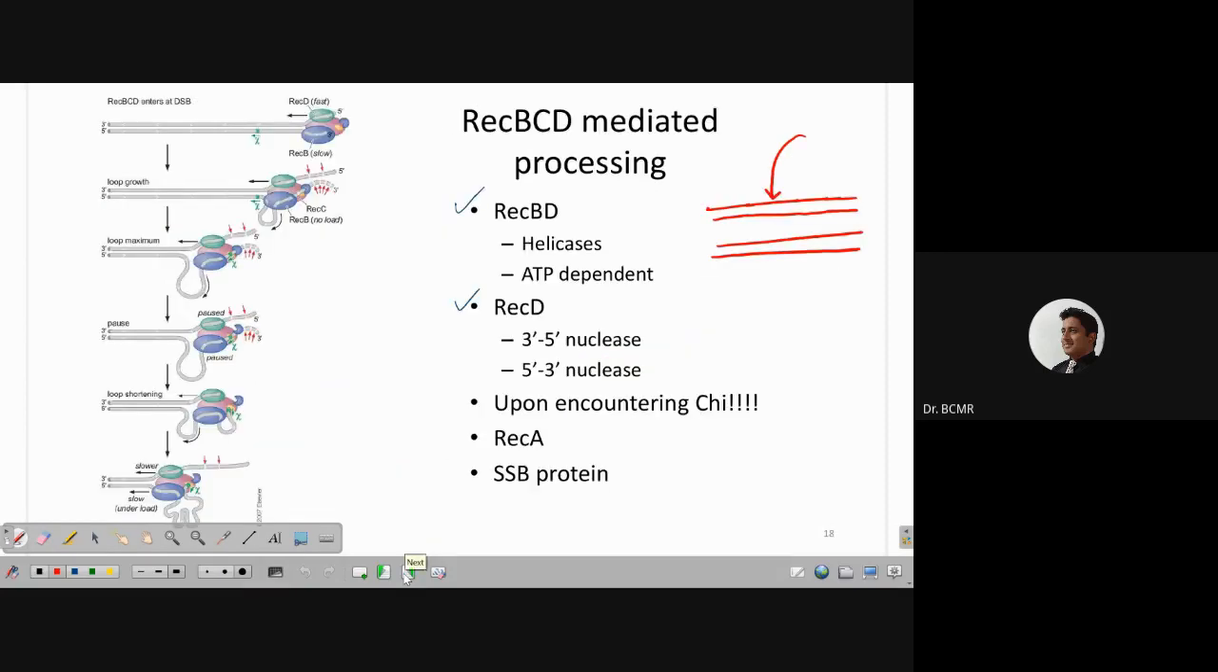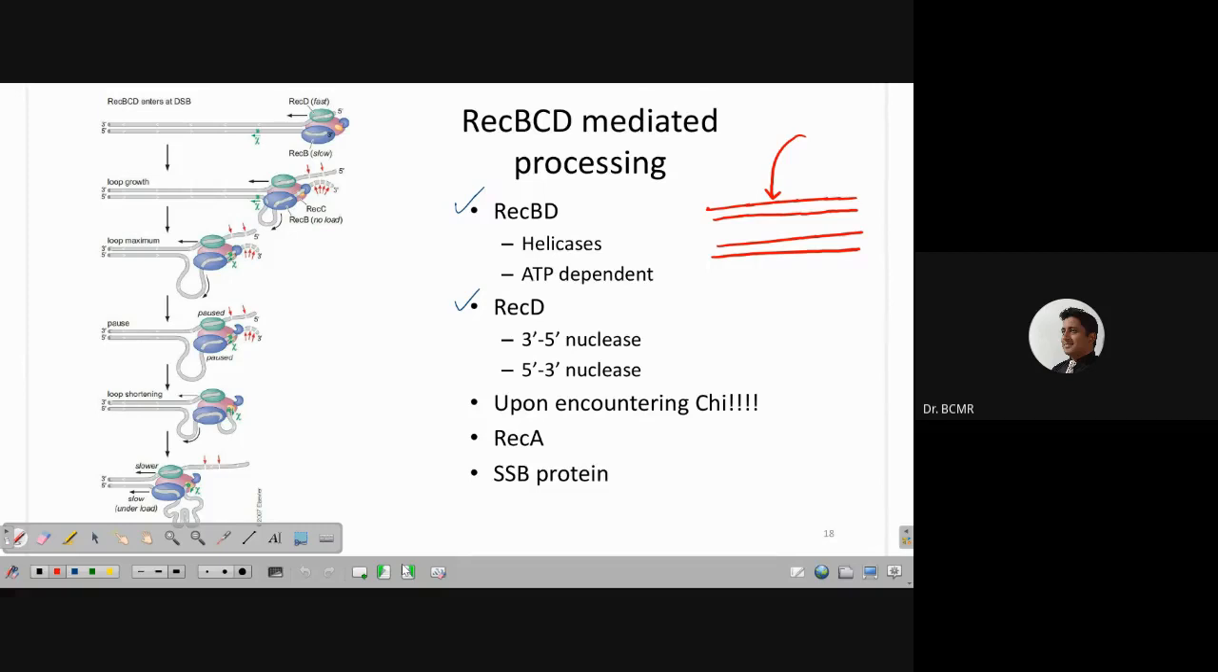So in the RecBCD pathway, we have several proteins. You have to always remember the aligning of DNA, processing of the ends, strand invasion, branch migration, and resolution. Those are the steps that are involved in homologous recombination. When we speak of real examples, there will be some variation to them. Okay. RecB, RecC, RecD are proteins.